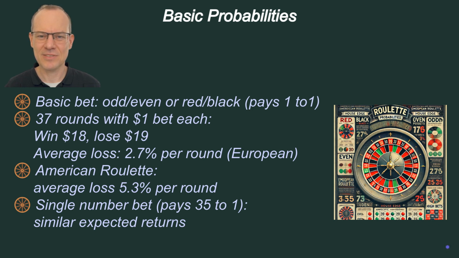Imagine you play 37 rounds with a $1 bet each. On average, you win $18 and lose $19. Minus 1 divided by 37 means that on average you lose 2.7% of your bet each round. This is the expected return.